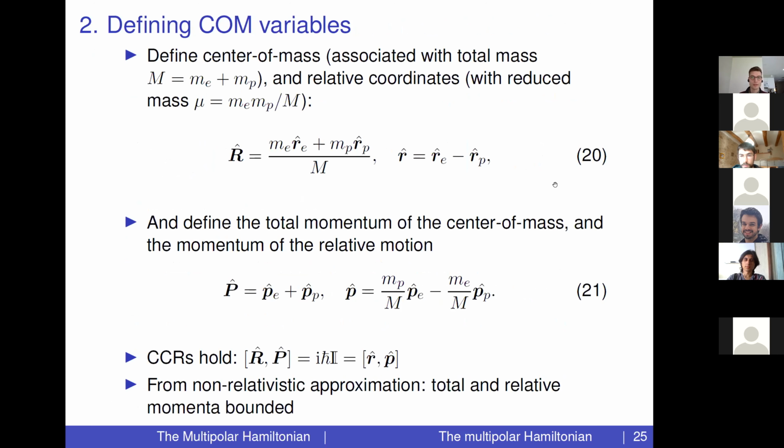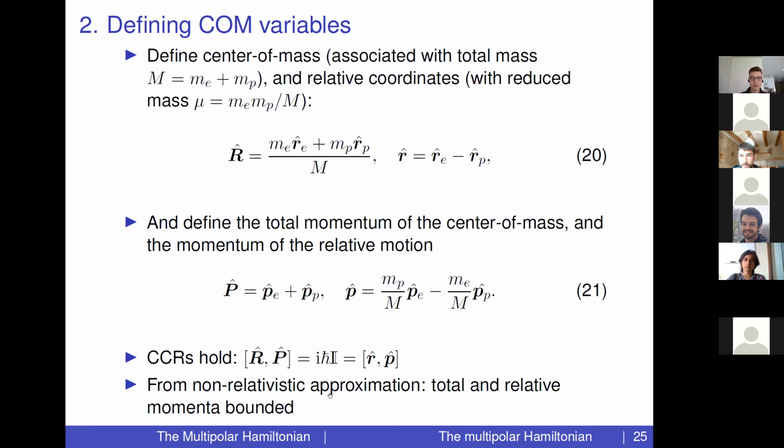And so, to that purpose, again, we start with defining new operators in terms of the center of mass and internal coordinates or relative coordinates associated with the total mass of the atom and the reduced mass mu of the atom. We can also then define accordingly the total momentum of the center of mass and the momentum of the relative motion, and it's just as in classical mechanics. Nothing new here. The important point is that amongst these two sets of operators, our usual canonical commutation relations hold, and that is something very important for us now.